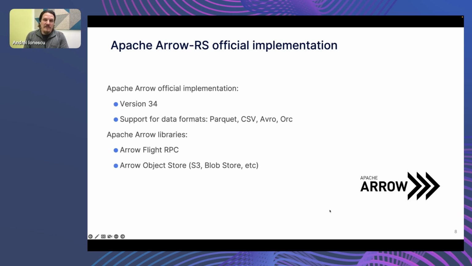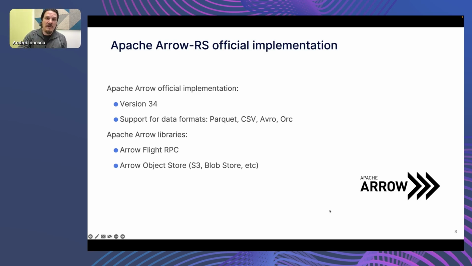Some of the main modules and libraries that are available with Apache Arrow RS are Arrow Flight, a high-performance data transfer framework that utilizes Apache Arrow memory format, and Arrow Object Store, focused, easy to use, and high performance, asynchronous object store library interacting with stores like S3, Blob Store, Google Cloud, etc. Now, Apache Arrow RS supports all major file formats like CSV, Parquet, JSON, Arrow, ORC.